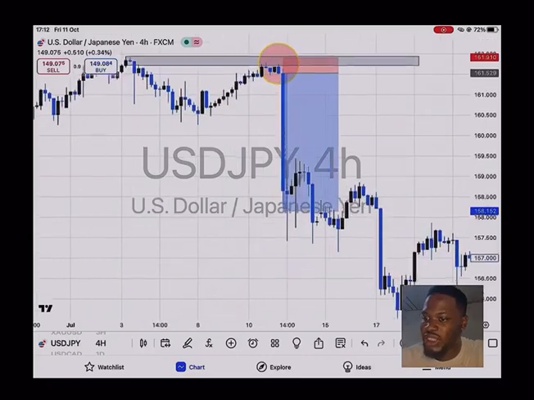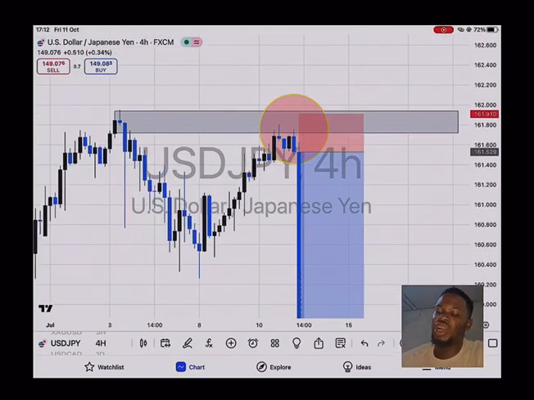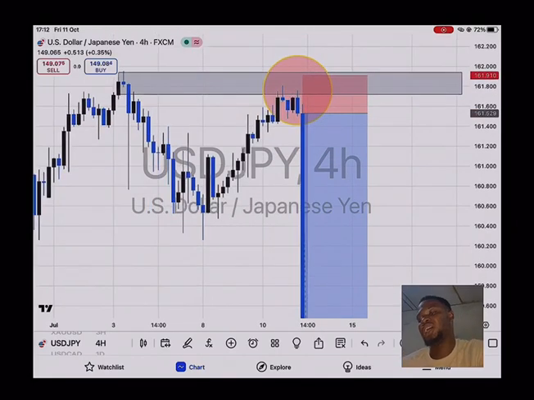Let me zoom in so you can see the bearish engulfing. You can see that the previous candle was a bullish candle followed by a bearish candle. The bearish candle that was formed after the bullish candle, you can see that it is bigger than the bullish candlestick that was formed.